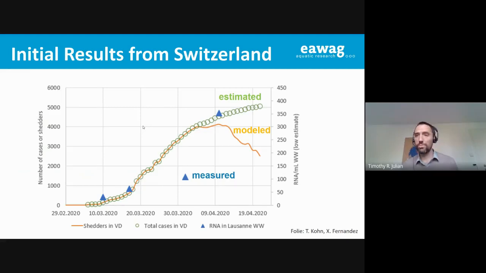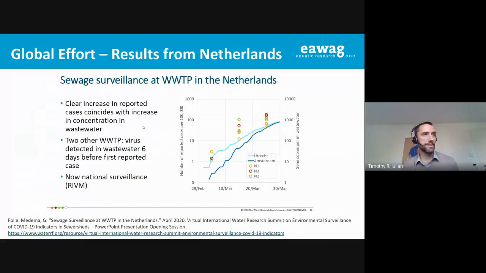But of course, this is a global effort. We're just one group that's working on this in the Swiss context. There's some really comprehensive results from wastewater treatment plants in the Netherlands, where they show basically the same thing. They have data from the number of cases in 2 areas, in Amsterdam and Utrecht. And then they also have the gene copies per milliliter wastewater using different gene targets. So we use the E gene of the SARS coronavirus 2, and they looked at the N1, N2, and N3. And again, they show increasing case numbers with increasing copy numbers.